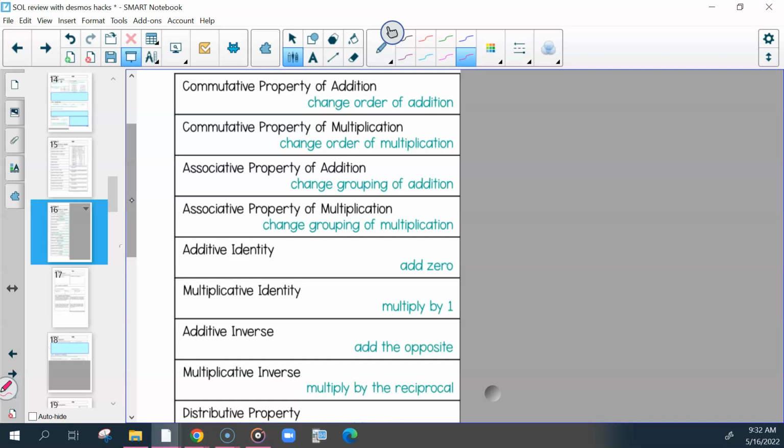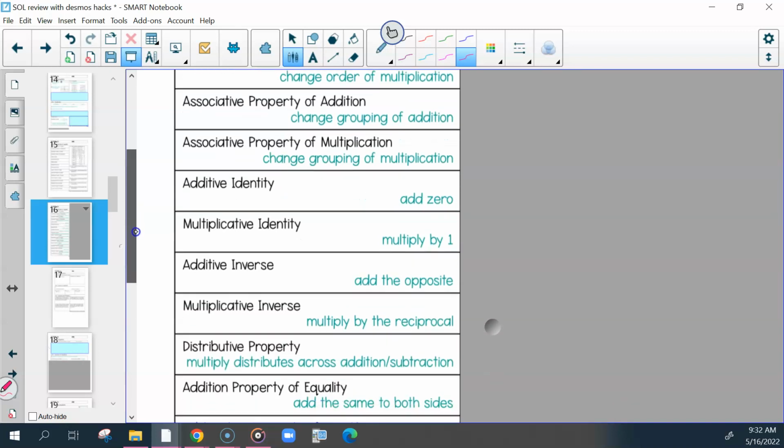Anyone still need these first 4? So this would just be 3 plus 4 is the same thing as 4 plus 3. 4 times 3 is the same thing as 3 times 4. This is changing grouping of adding or changing grouping of multiplication. So if you have parentheses, it's just changing how we put those parentheses. Oh, okay.